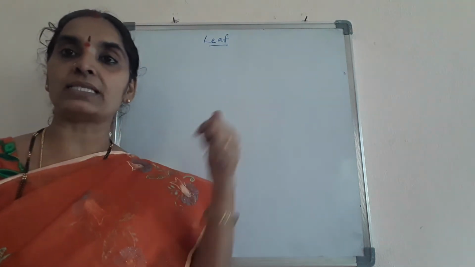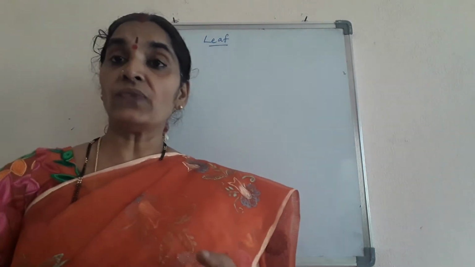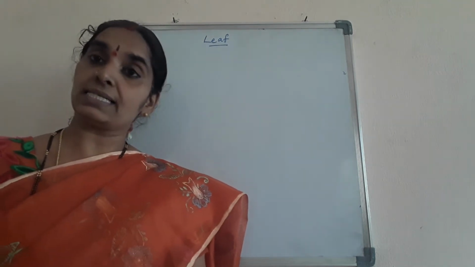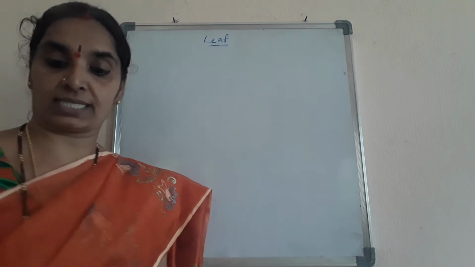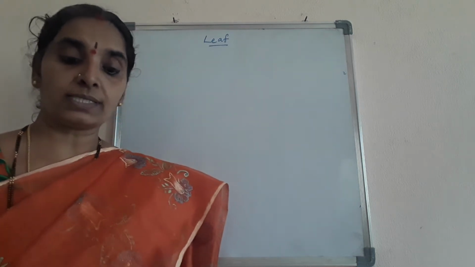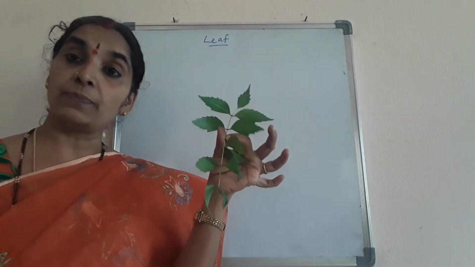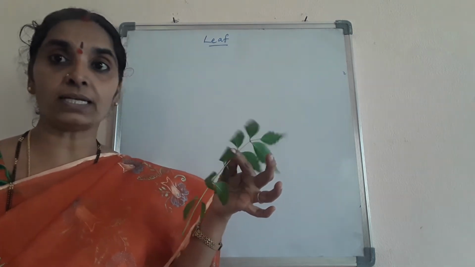And today's topic is about the leaf. Okay, so where does the leaf arise? You know that the leaf arises over the stem and it belongs to the shoot system, isn't it? So you will see this leaf where it has arisen over the stem. You will be seeing different types of leaves in your surroundings, isn't it?